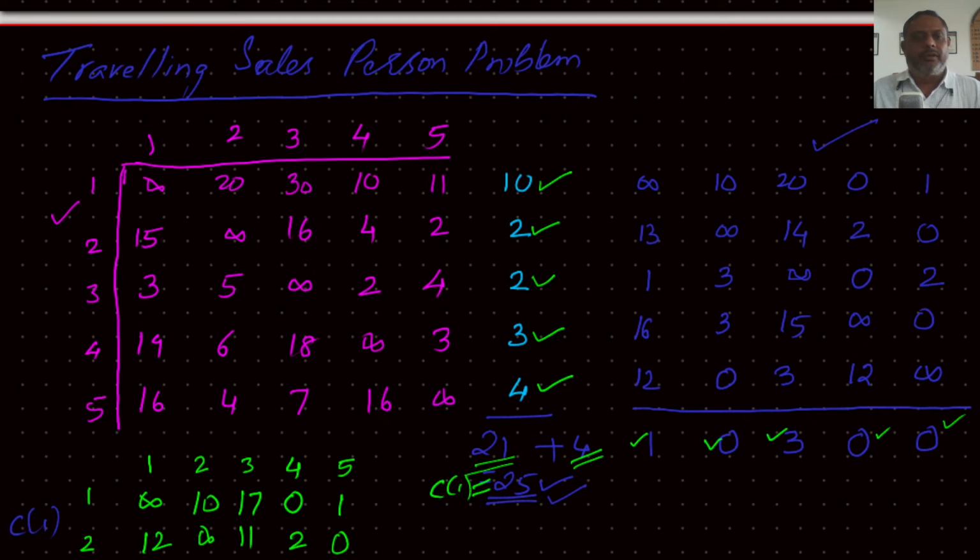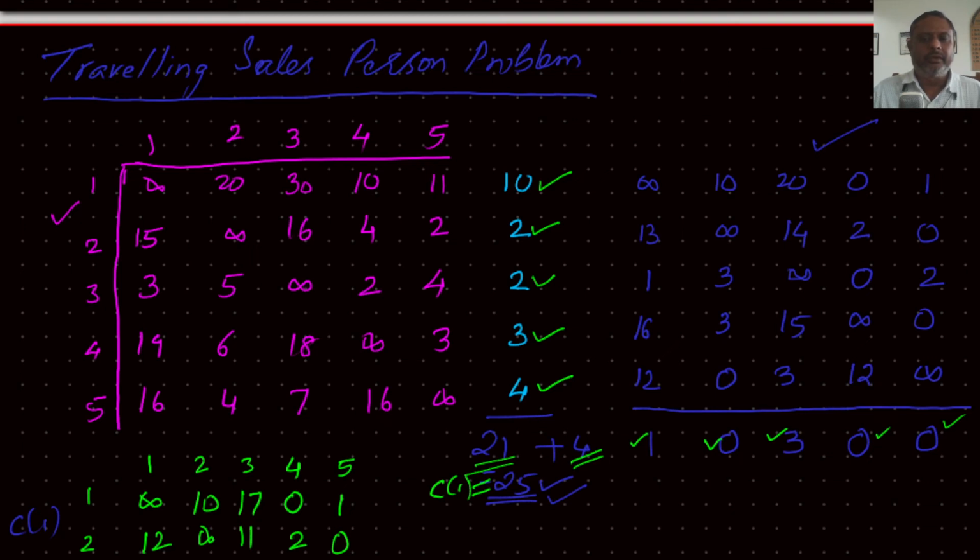So from node 6, where all you can go? 1, 4, 2 is over. So we are left with 3 or 5. So this is 9th node, 10th node in this.